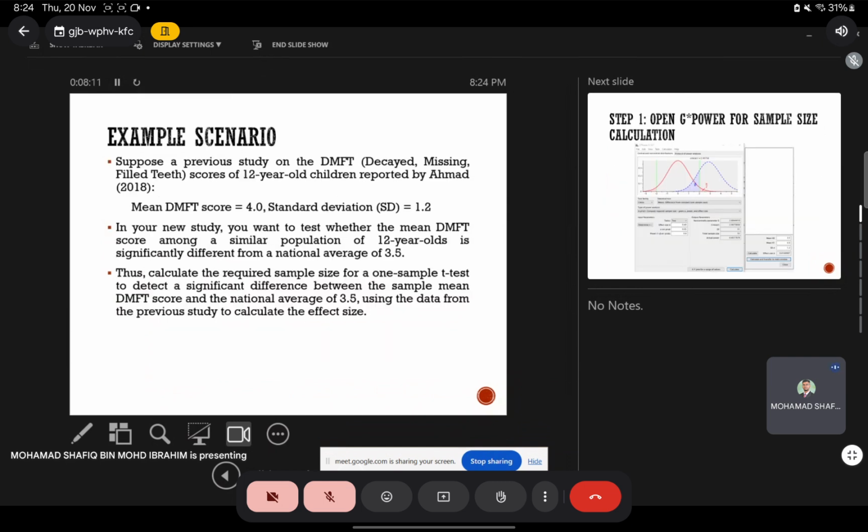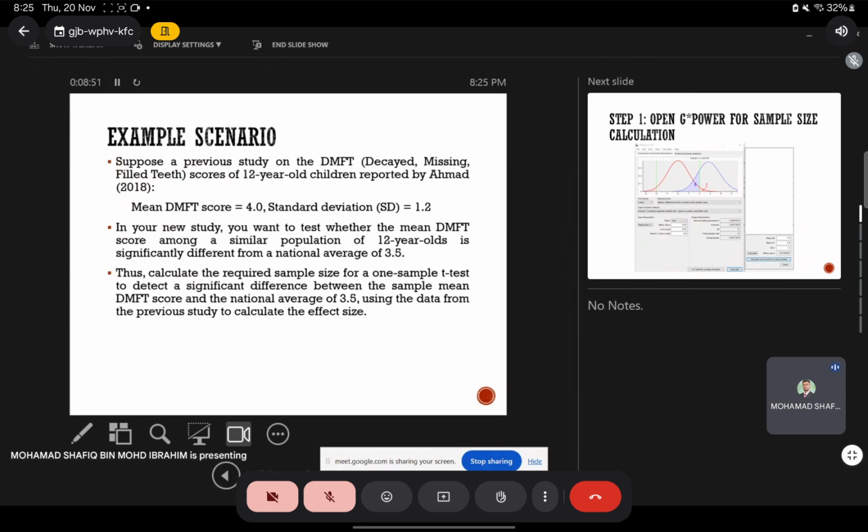Now here, for example, suppose a previous study on the DMFT score of 12 years old reported by Ahmad found a mean DMFT score of 4 with a standard deviation of 1.2. Now in your new study, you want to test whether the mean DMFT score among a similar population of 12 years old is significantly different from the national average of 3.5. Thus, to calculate the required sample size for one sample to detect a significant difference between the sample mean DMFT score and the national average of 3.5 using the data from the previous study, we first calculate the effect size.